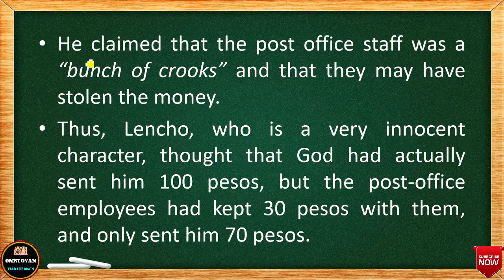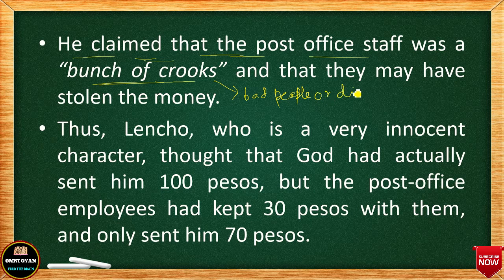Why? Here he claimed that the post office staff was a bunch of crooks. Why did he tell God to send him money directly and not through the post office? Because he wrote in the letter that the post office people are a bunch of crooks. Crooks here means bad people or dishonest people.